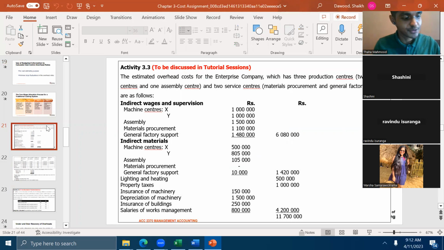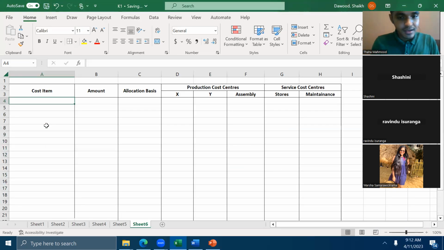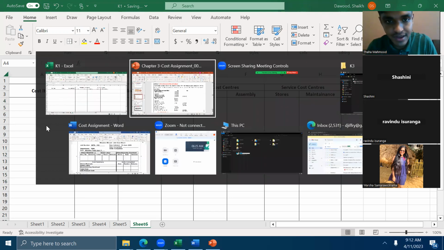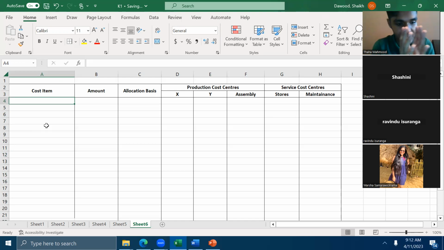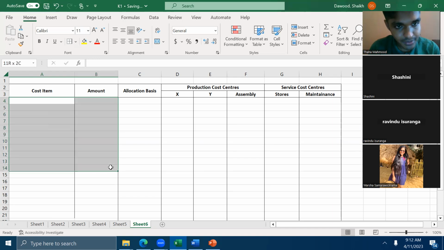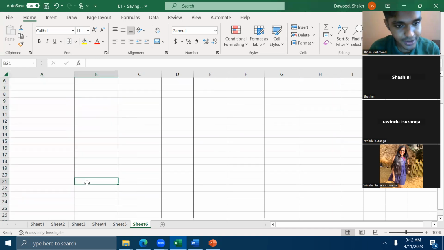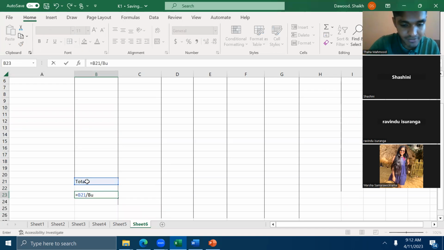Now, the process has two things. In absorption costing, we want to allocate overheads into the cost object. There are two methods. One method is to take the total of these figures, and for this total use an overhead absorption basis, let's say labor hours. So it would be this total divided by budgeted labor hours, which would be the overhead absorption rate.